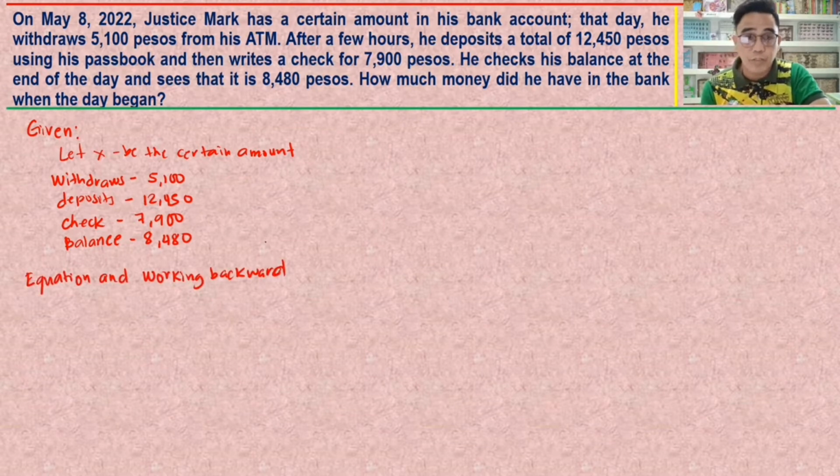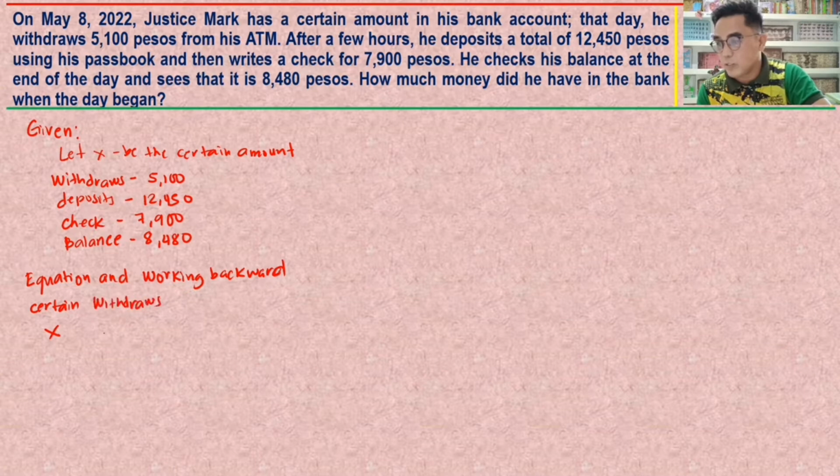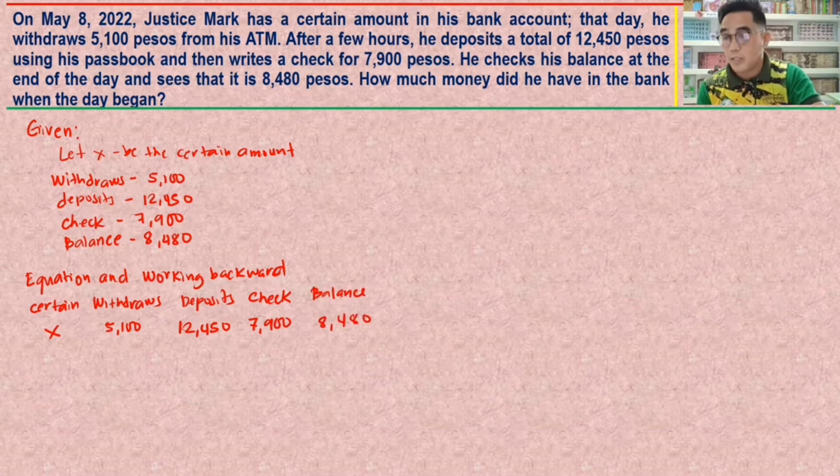We can drop the information as follows. So we have a certain amount that is denoted as X. Withdraws, which is an amount of 5,100. Deposits, that is 12,450. Made a check amounting 7,900, and the balance after that day is 8,480. Let's do the operation here.